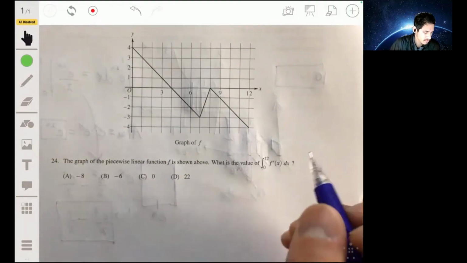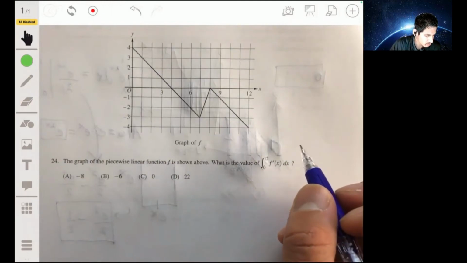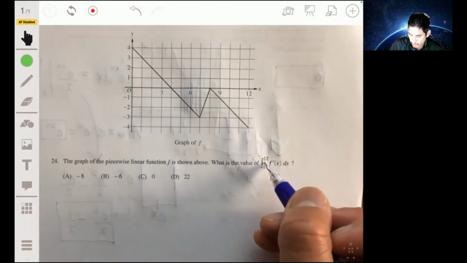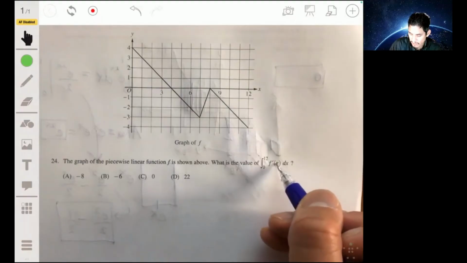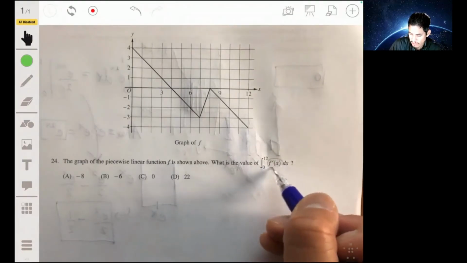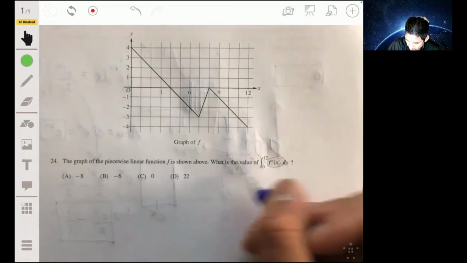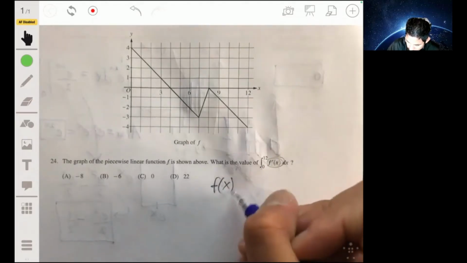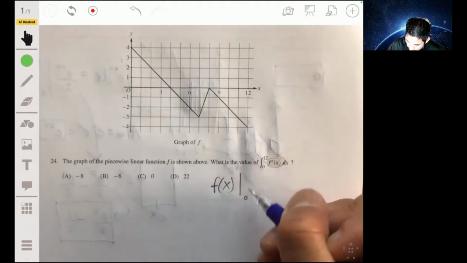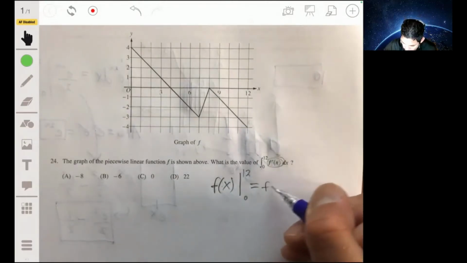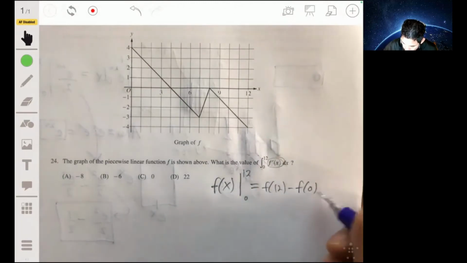So if you can remember the concept of integrals, when you evaluate an integral, you're basically finding the antiderivative of whatever expression is in here. So you want to find the expression whose derivative is f prime of x. And that's easy because that's trivial. That's just going to be f of x. So we're going to evaluate f of x at 0 and 12 using the first fundamental theorem of calculus. So we're going to have f of 12 minus f of 0.